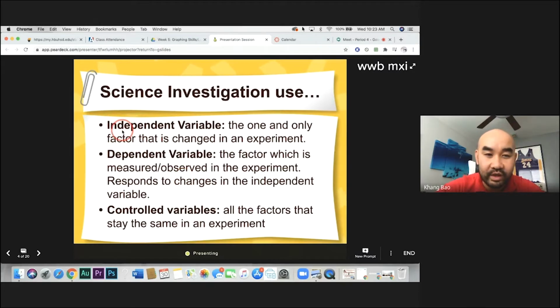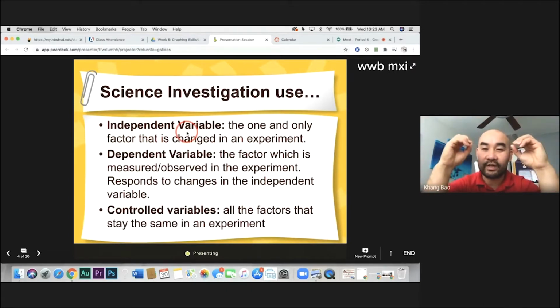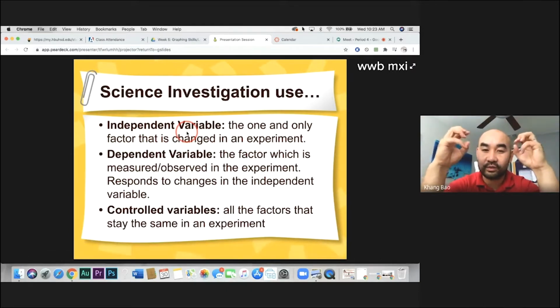The first, what we call independent variable. Independent variable, what does it mean? It means the one and the only factor that is changed in an experiment. So technically I can say the key word for independent variable is AKA, also known as, change. This is something that changed in my investigation, and I call that independent variable. Okay, so remember that. Independent variable means change. That's what you need to remember.